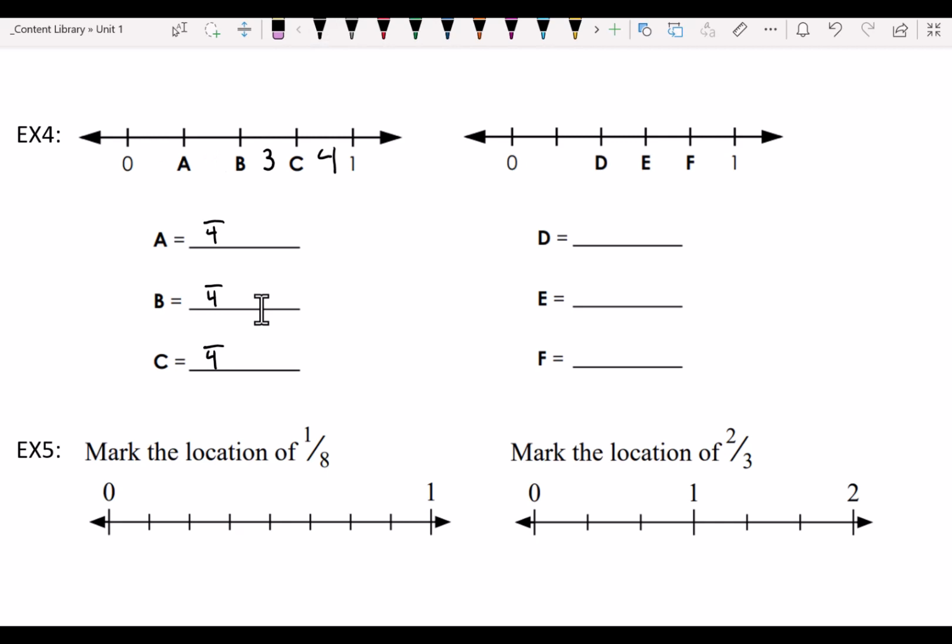All right. And then A represents we've gone past 1 part. B will be going past 2 parts. And then C, that will be going past 3 parts. So that would represent 3/4.